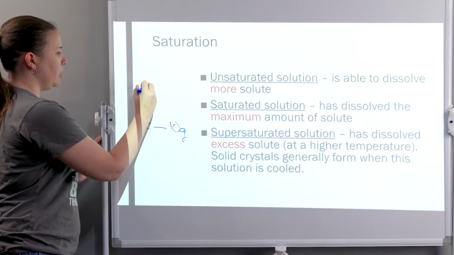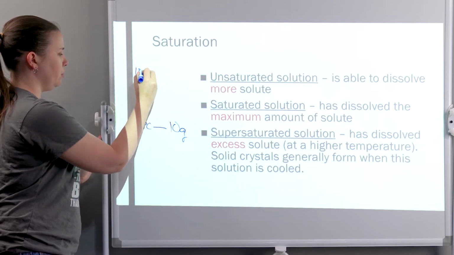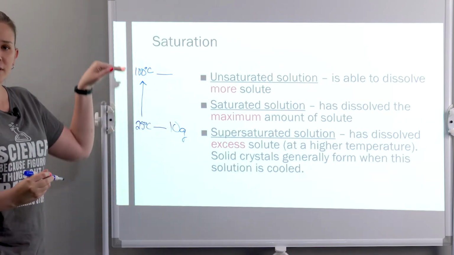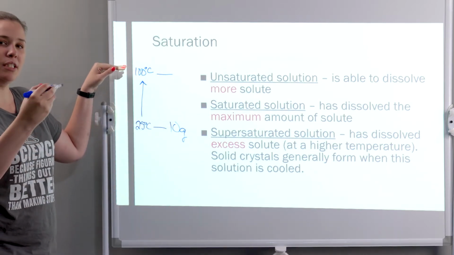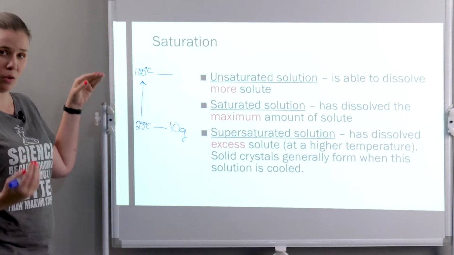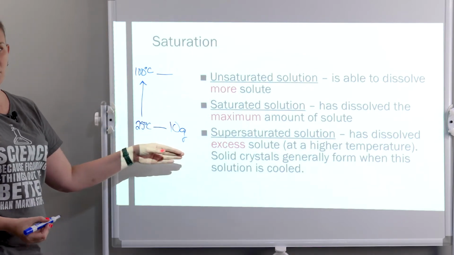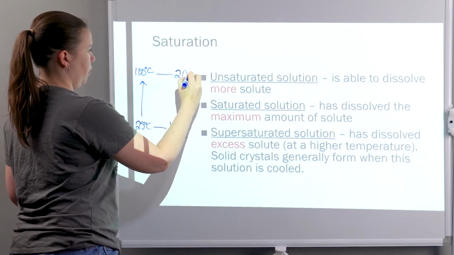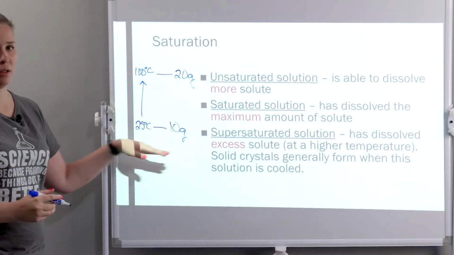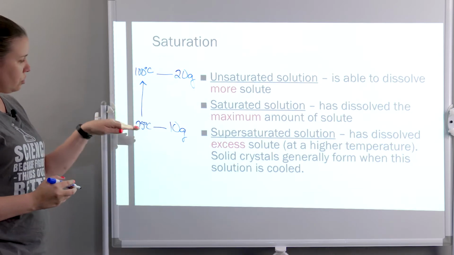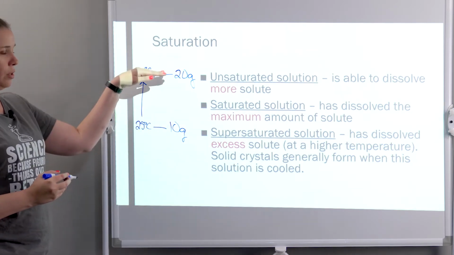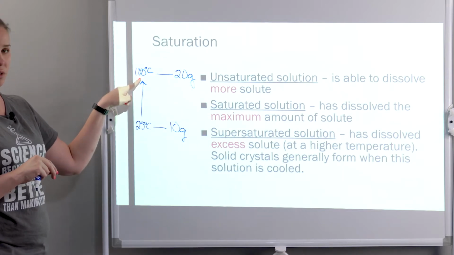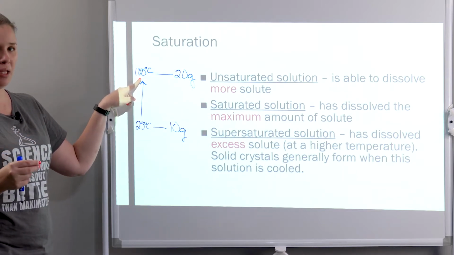Then you're going to heat up your water, make it boil at 100 degrees Celsius. As I increase the temperature, I'm going to increase the amount of solute that it can hold. So instead of only being able to hold 10 grams, now maybe it can hold 20 grams. No, it is not linear. So when we go from 10 grams to 20 grams, I am still saturated because it is at a new temperature. So solubility actually depends on temperature.